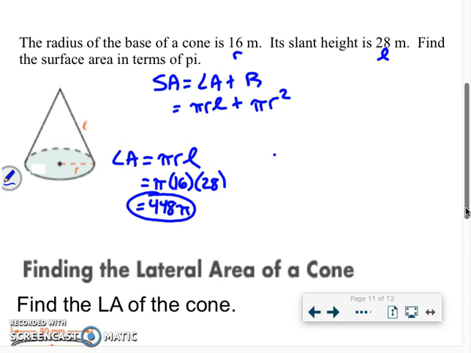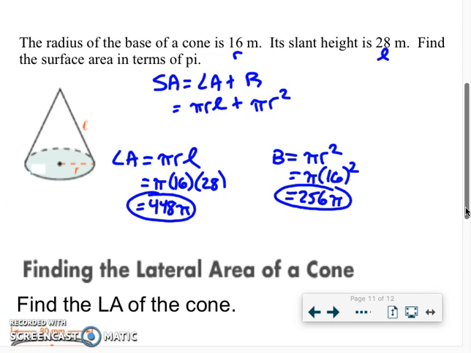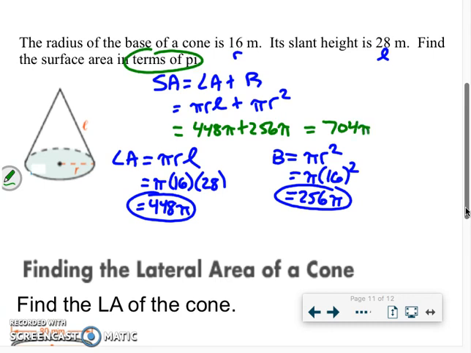That's our LA. B is going to be pi R squared, where R is 16. So pi R squared, 16 squared, is going to give us 256 times pi. So we have LA and we have B, so we can add those up. 448 pi plus 256 pi. We're going to leave it in terms of pi again, so we can add the numbers together to get 704. Don't forget that pi is part of that answer, and this time we are in square meters. So that would be our final answer, our surface area.